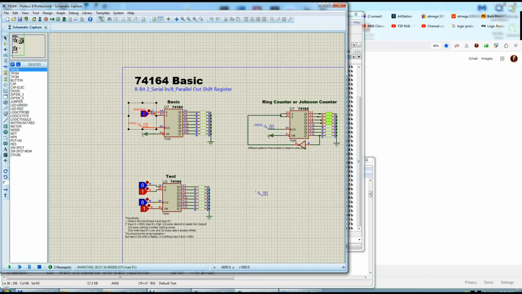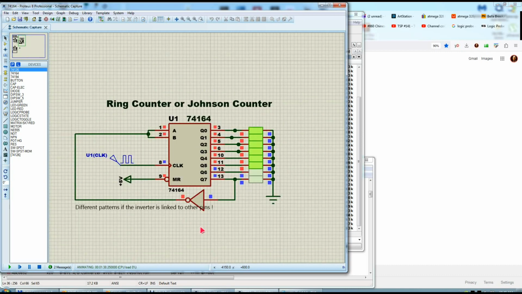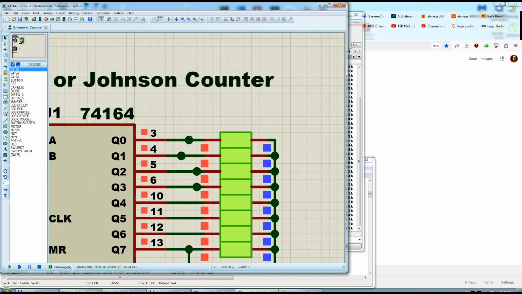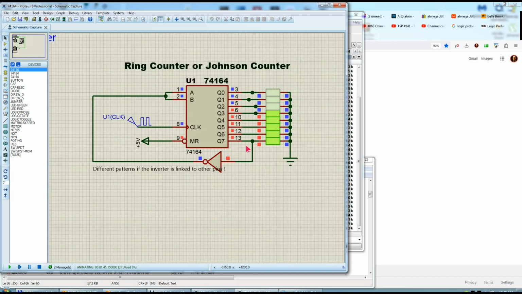And this is the logic. This is the game. You can also use a NOT gate here. As you can see, I have different patterns here because I linked this NOT gate somewhere else instead of to the last one, and I get different patterns.